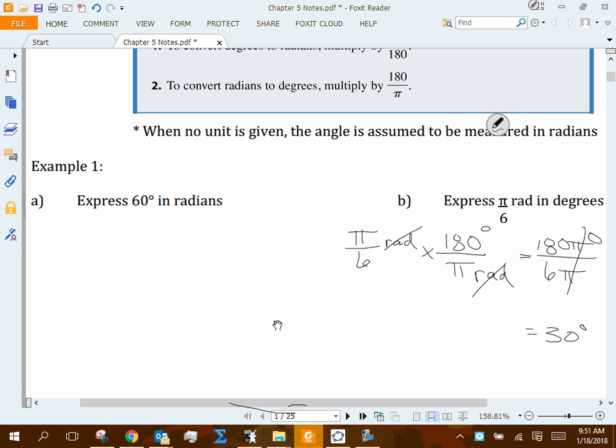Okay? And they're going to ask you, okay, we got one over here on the board. Let's do a different one. What if I said 8 pi over 3 radians, and I want you to change that into degrees?